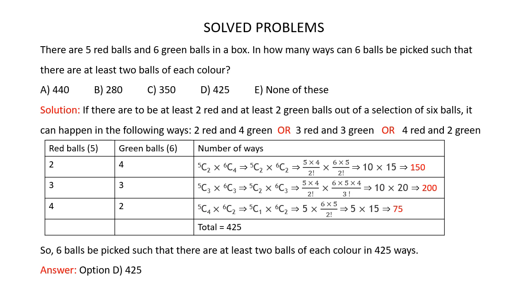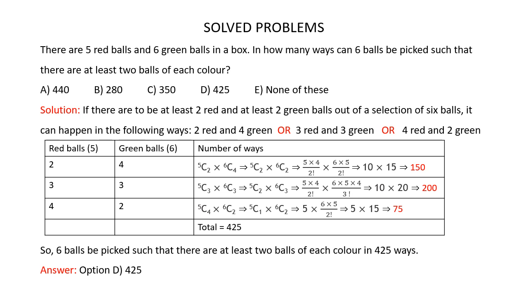This can happen in the following ways. Either 2 red balls and 4 green balls can be selected, or 3 red balls and 3 green balls can be selected, or 4 red balls and 2 green balls can be selected. Now as you can see here, in each of these cases there are at least 2 red balls and 2 green balls. Now it's given that there are totally 5 red balls and 6 green balls in a box.